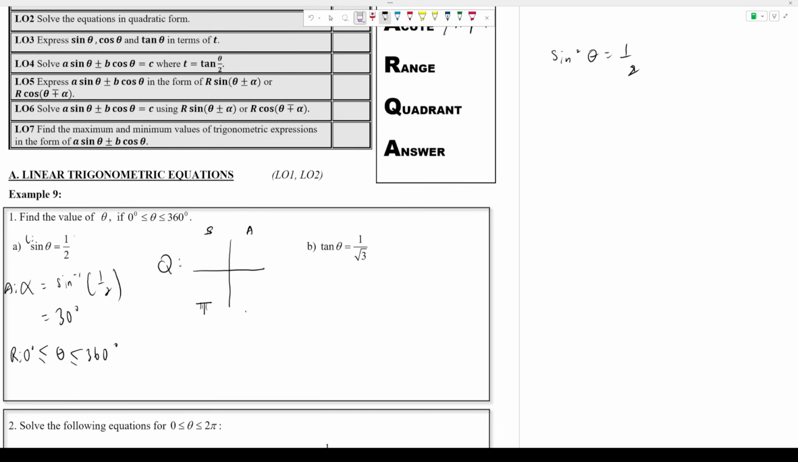So you can make an acronym, ASTC. Later I'll make my own acronym. So you look at ASTC, and at the quadrant you look at your equation. Here, sine theta equals 1 over 2 is positive. So you refer to the quadrants where sine is positive, which are the first quadrant and the second quadrant. So we draw a line in the first quadrant and the second quadrant.